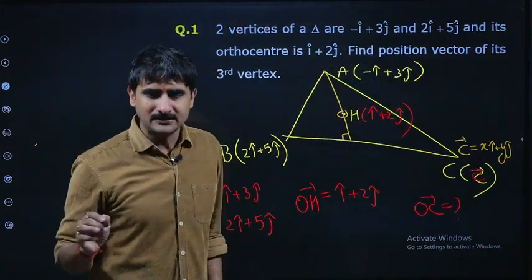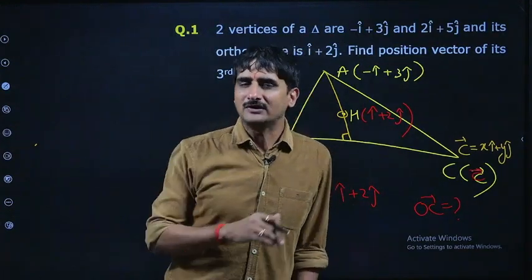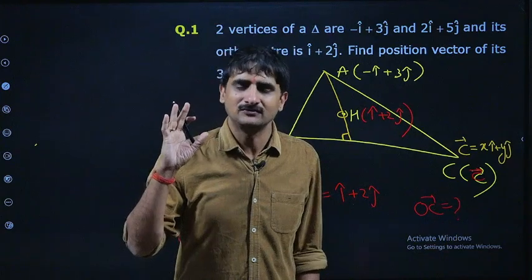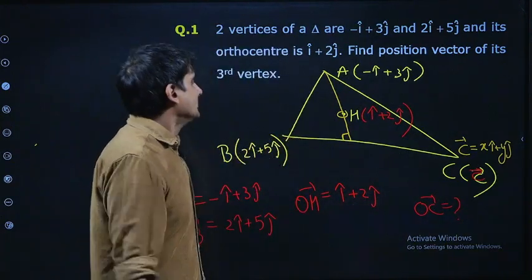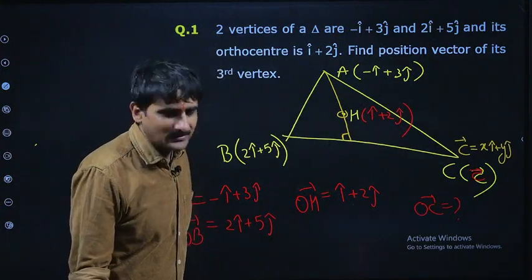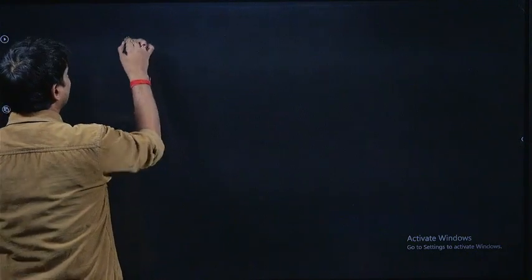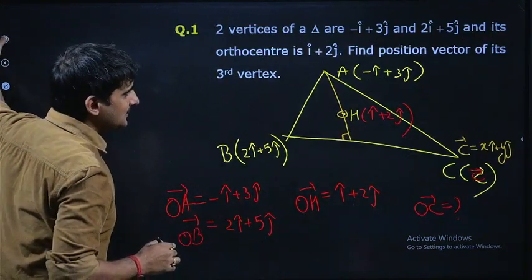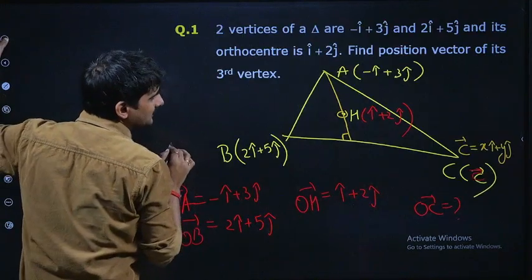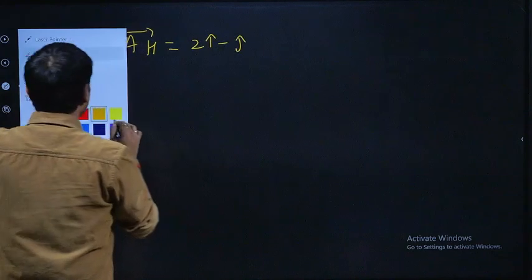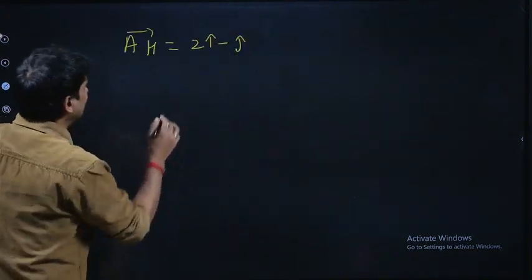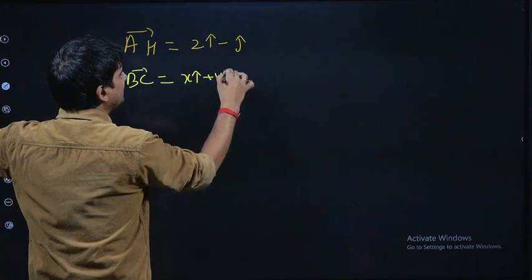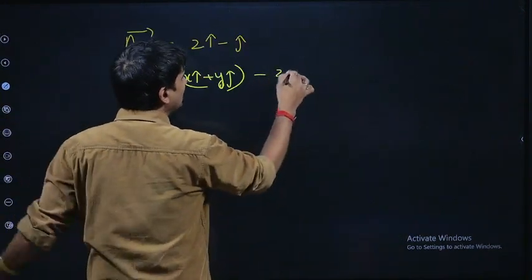A triangle is a planar figure. So if any three points of the triangle lie on a plane, all the other points related to the triangle will also lie on that plane only. So I assumed vector C as xi cap plus yj cap. Now it's simple. If I write AH vector, it is the position vector of H minus the position vector of A, which gives 2i cap and then 2j minus j cap. Now BC vector is xi cap plus yj cap minus the position vector of B, which is 2i cap plus 5j cap.